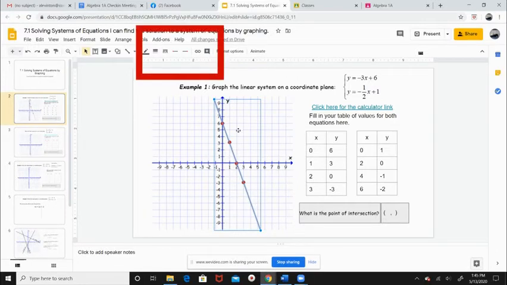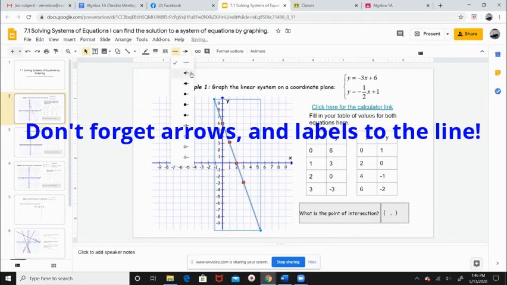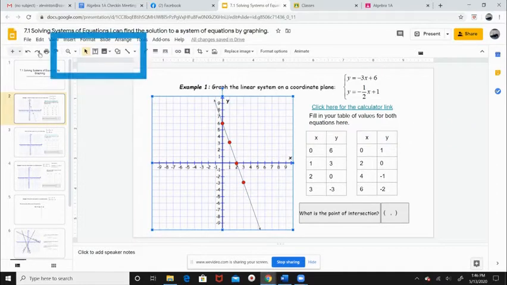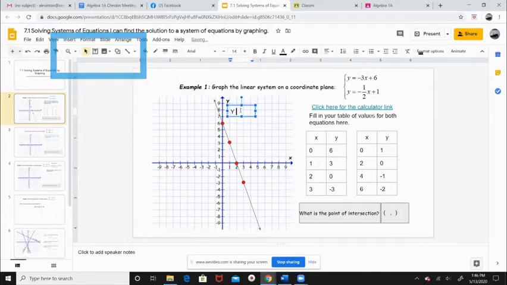Now make sure that you put an arrow on both ends, and you can do that by clicking on the end line over here. So at end line, I'm going to make an arrow, and also at the start. At this point, you want to make sure that you label this line. So we're going to create a text box and make it up here, and label it y equals negative 3x plus 6.